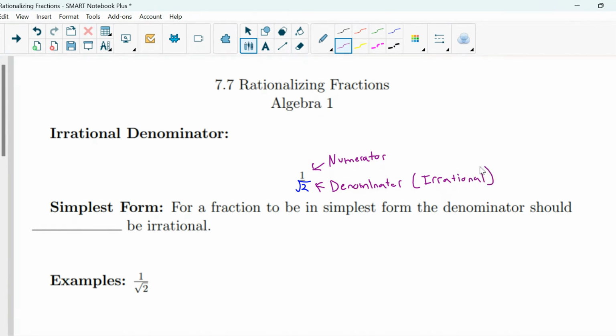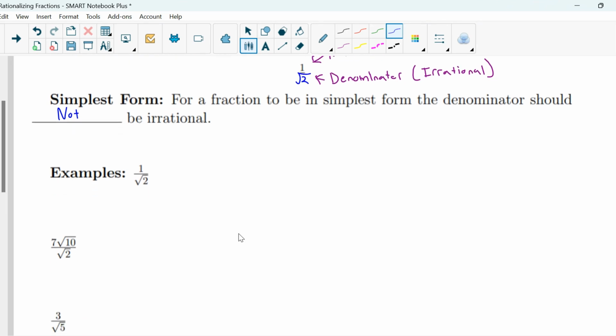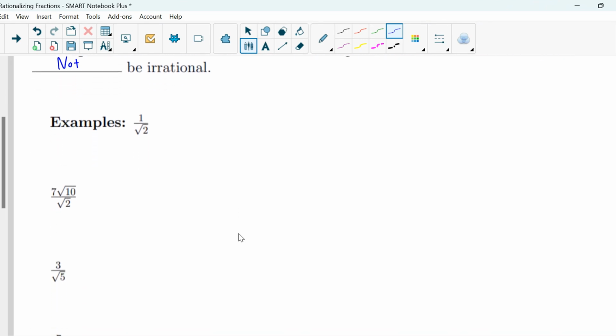Okay? So, in order for a fraction to actually be at its simplest form, the denominator should not be irrational. So, we cannot have any irrational denominators within our fractions, and the saying that goes along with this is no tenths in the basement. So, let's go over just a couple of examples and we'll save the rest for class. So, this will be a short video.